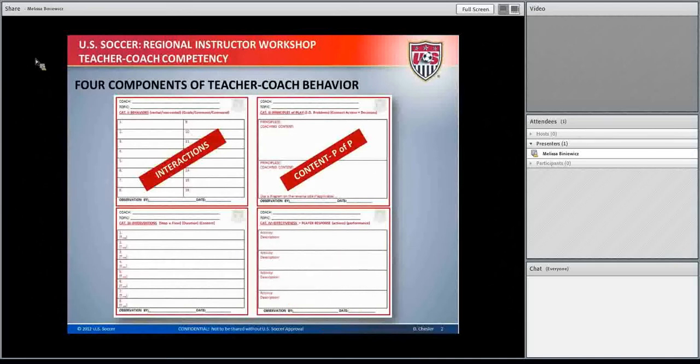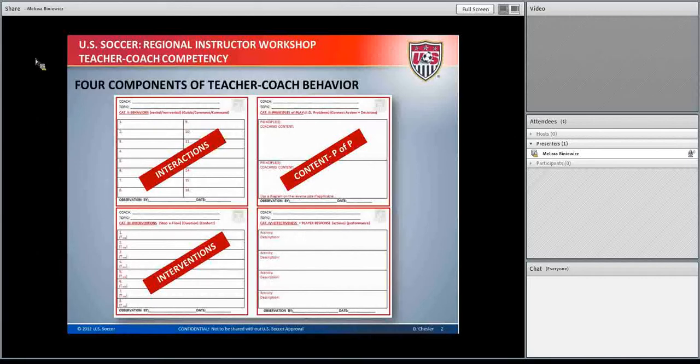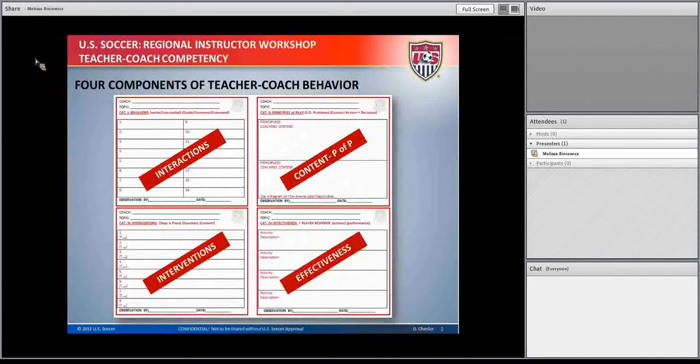The second category is in regard to content. So we're getting a measure of the coach's knowledge and how they apply the principles of play in the training session. On the lower left, you see the third category. It's labeled interventions. Specifically, this is a measure and a recording of how frequently the coach stops or intervenes to coach or teach. And finally, we're going to measure the overall effectiveness of the coach by measuring the behavior of the participants themselves.